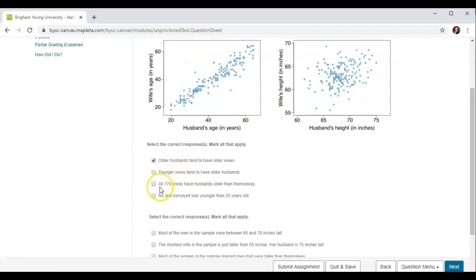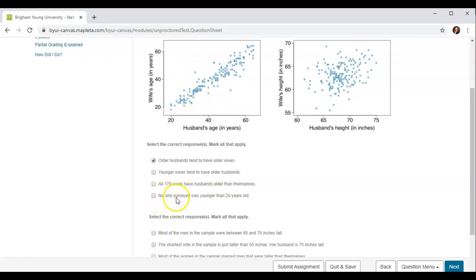So that's not true. All 170 wives have husbands that are older than themselves. So we just need to find one where that's not the case so that will make this false. So we need to find a wife that is older than her husband. Let's check here. We have a high value for the wife here, about 45 maybe, and then come down here and it's definitely under 40, so that's not the case. So we cannot select that, all 170 wives, because we found one where that's not the case.